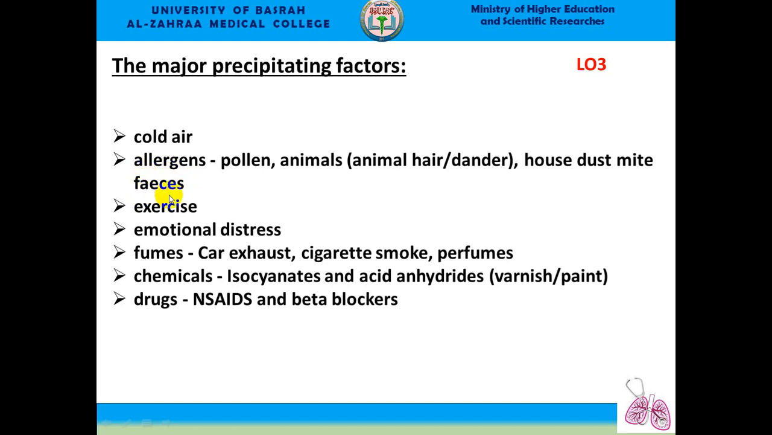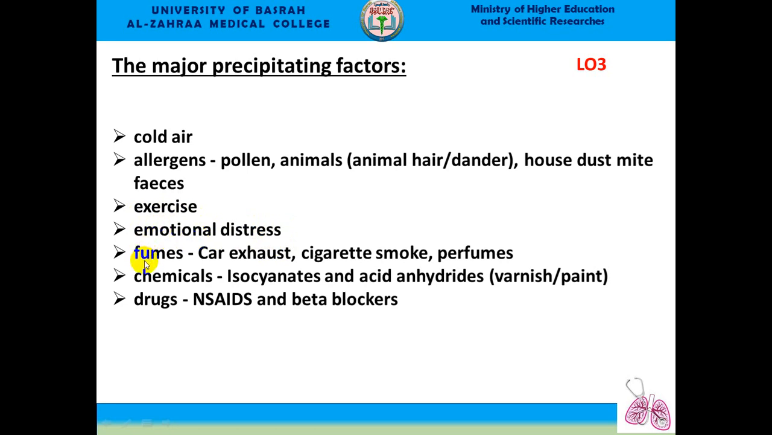And these usually live in our blankets, in our pillows, in our clothes. The feces of this house dust mite is a precipitating factor for asthma. Some people will have asthma when they exercise, and we call it exercise-induced asthma. Some people will have a bronchial asthma attack when they are exposed to emotional distress, like extreme fear, extreme happiness, extreme sadness.